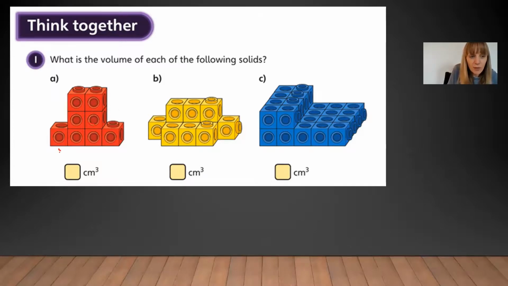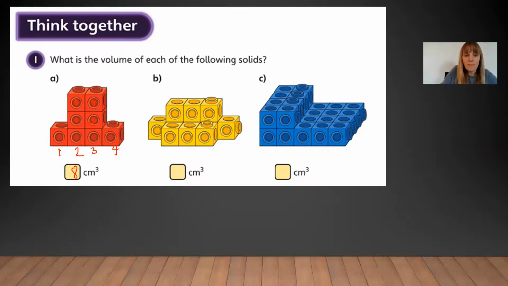we can see along the bottom we've got 1, 2, 3, 4 cubes along the bottom. Then we've got 2 rows of 2 cubes. So we've got another set here. So we've got 1, 2, 3, 4. So in total here, we've got a volume of 8 centimetres cubed. So if we can just count the cubes, we can see.